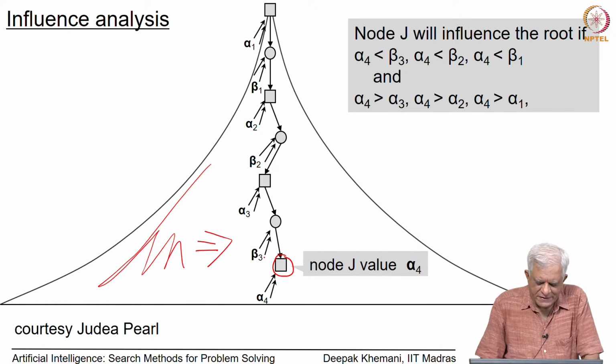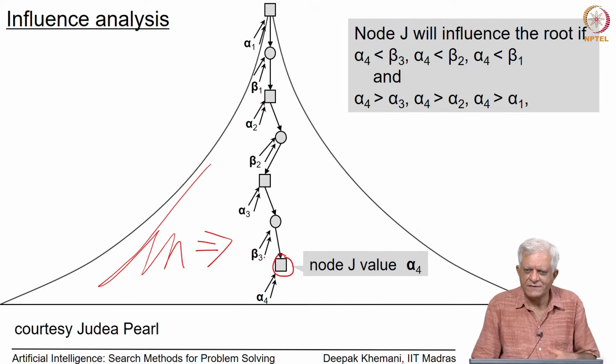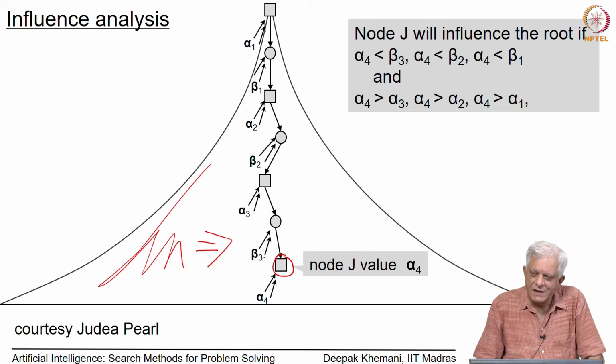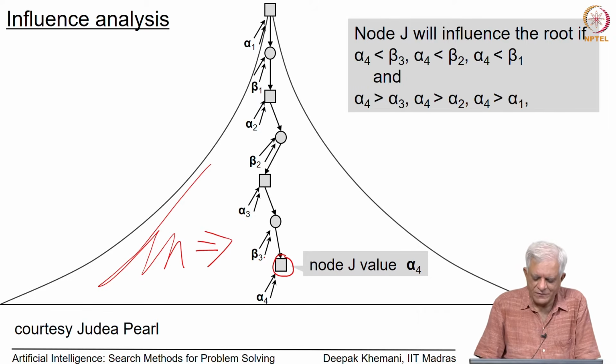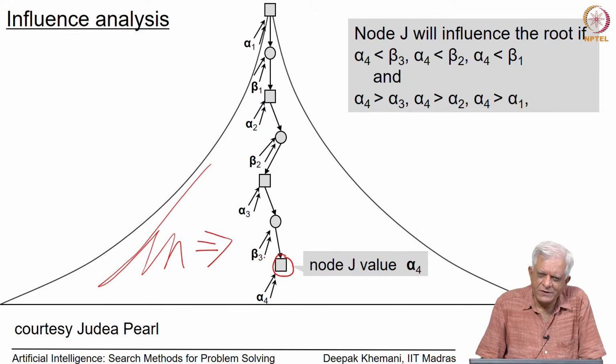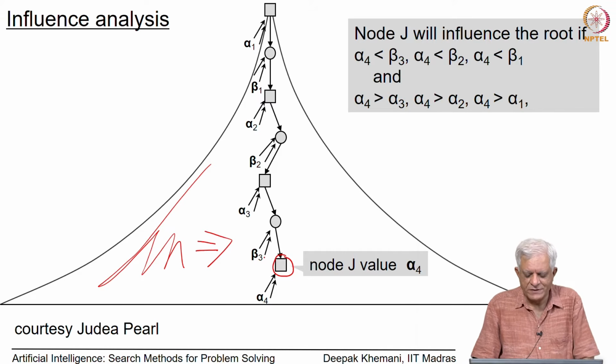So, the question we were asking is, should we continue exploring node j or not, and remember that when we say that, we mean shall we continue the recursive call to j or not. In this case, we have made a couple of calls to j and we have got some value alpha 4. When will alpha 4 be meaningful in the game? When will it influence the root essentially?